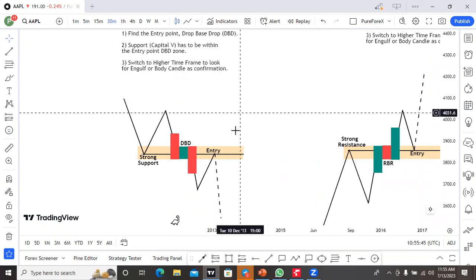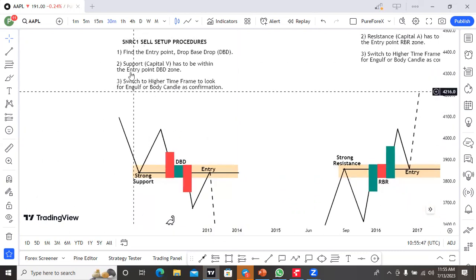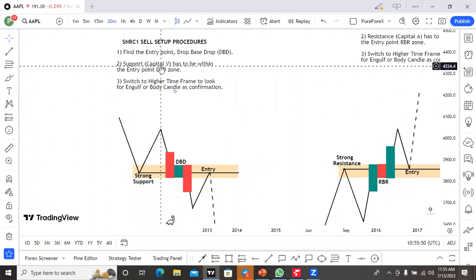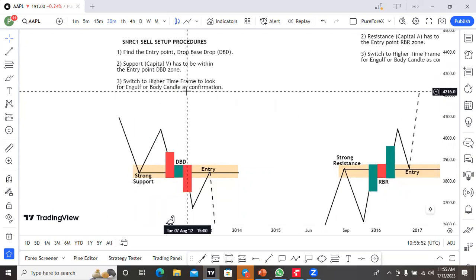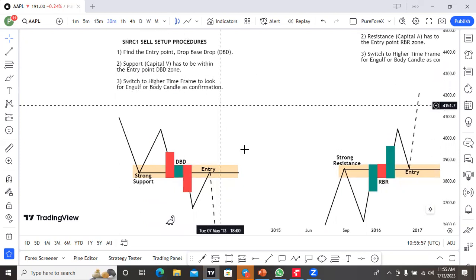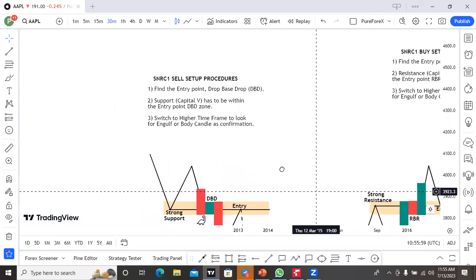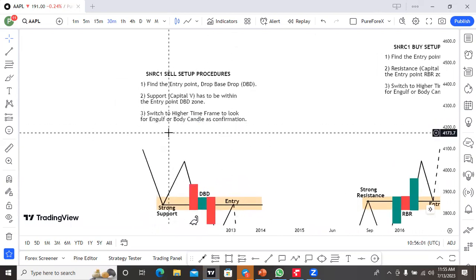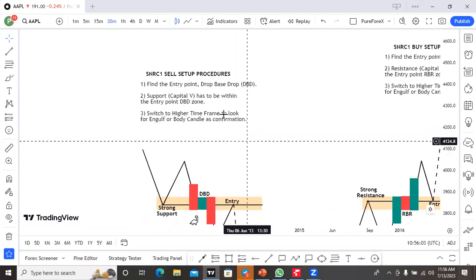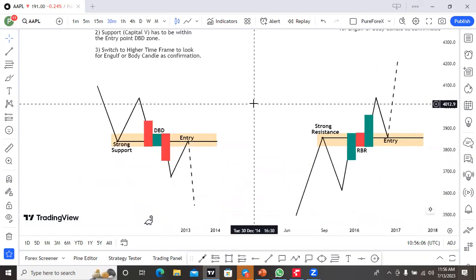Then step 3, when you confirm that support is in line with the drop-base-drop zone, the next thing you have to do is to switch to the higher time frame. Switch to the higher time frame to look for engulfing or full body candle as confirmation. Just like I said, when we find this setup in H1 time frame, we go to 4-hourly time frame to look for what? Bullish engulfing, bearish engulfing, or full body candle as confirmation for us to take our setup, right?